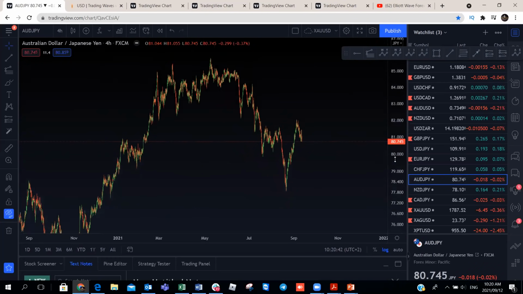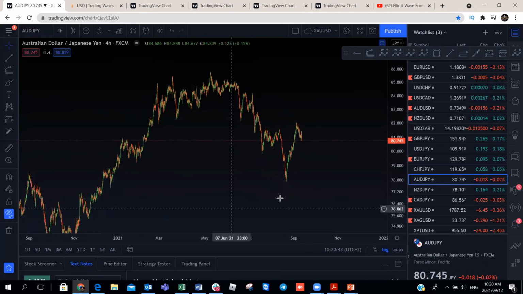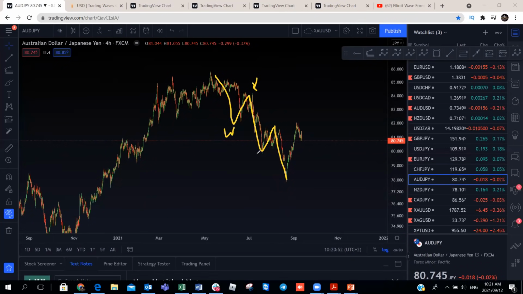again, another one that has got an 11-string sequence. If you remember the 11 strings that we're looking at here, it is a W, X, Y, X, Z, W, X, Y, X, Z. And now we're looking for this one to push to the upside. But for now, we need to get a pullback here in 3 waves before any resumption of the move to the upside.